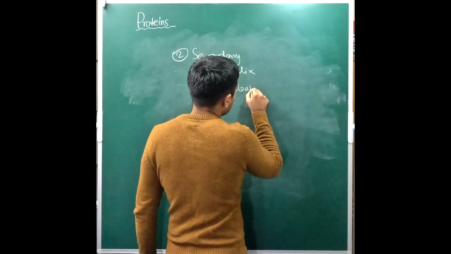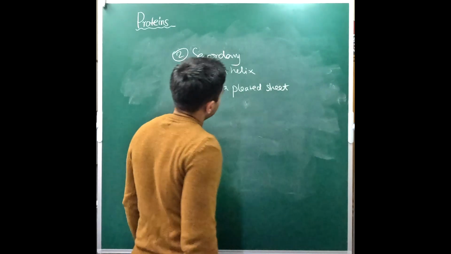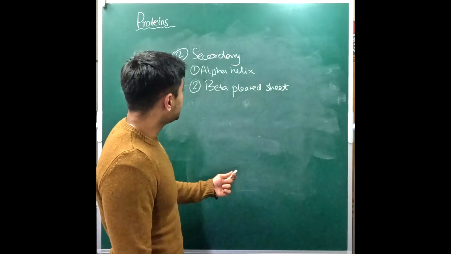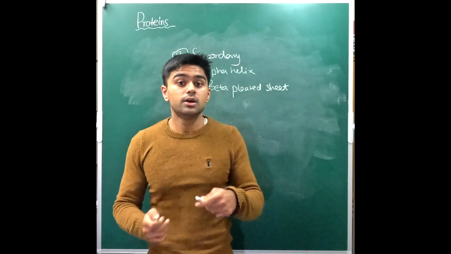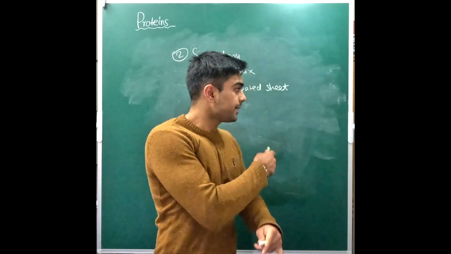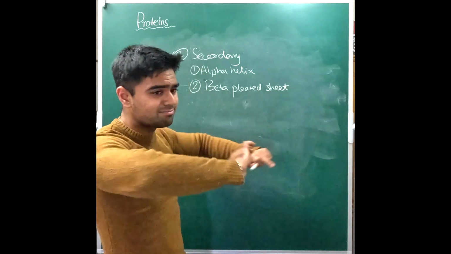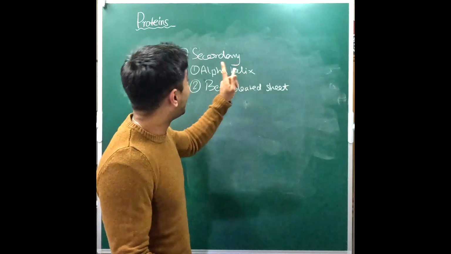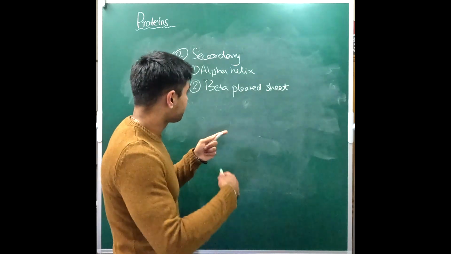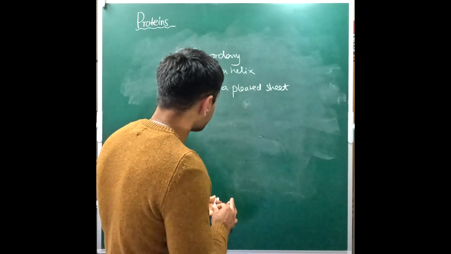Yeah, and the second type is a beta pleated sheet. Yeah, alpha helix and beta pleated sheet. Now these are the only 2 types of secondary structure that you're going to come across at A-levels, okay? Just imagine that's it. Secondary structure, either out of either this one or that one, okay? That's it, right?